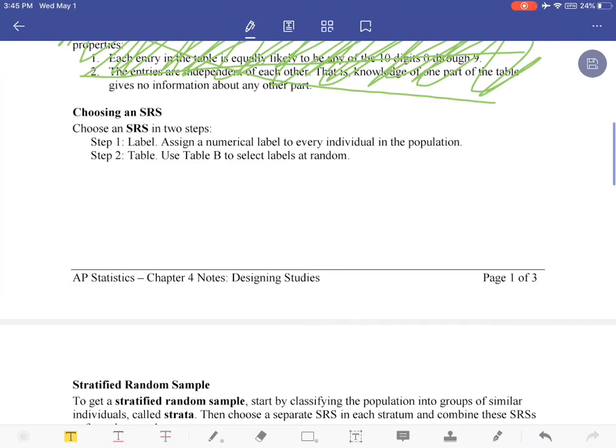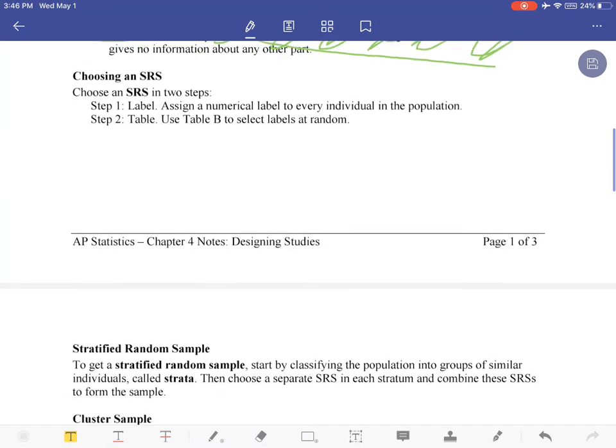So again, choosing a simple random sample, you want to assign every individual in the population a number, and then use, it says here, table B, but you can use a random number generator or put all the numbers in a hat to select the numbers for your sample.